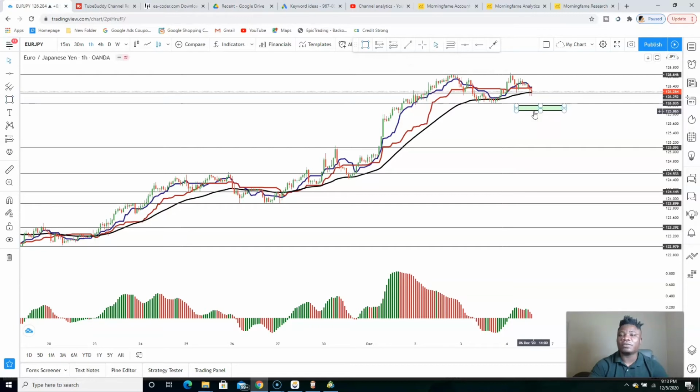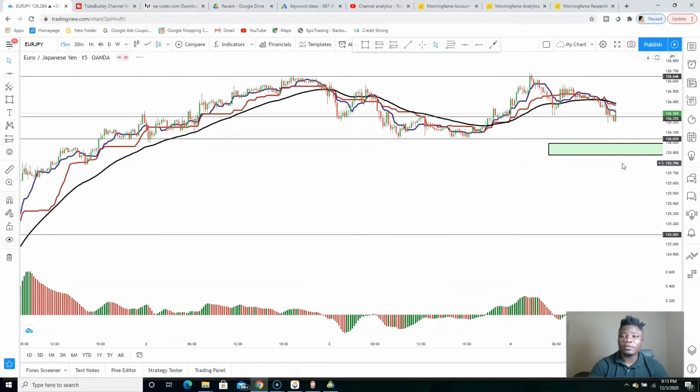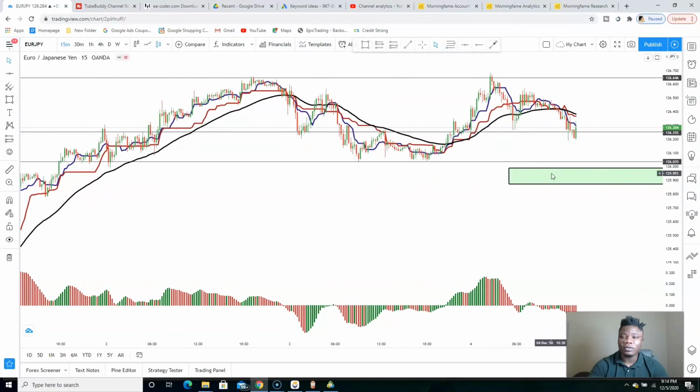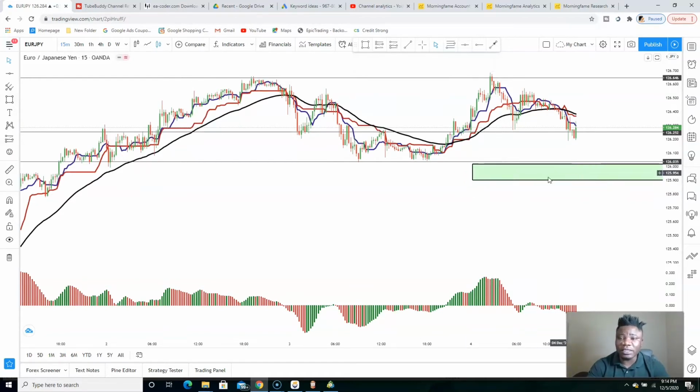Price has to be right here before you can even think of getting in the trade at all. Price has to be here. So if we go to the 15-minute time frame, now we know where our entry is going to be. Our entry is going to be when price gets to this zone right here that I just marked. Once price gets in there, then we can get in and sell.